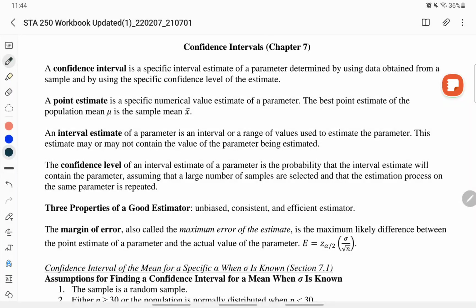All right, guys. Confidence intervals, chapter 7. We learned this already, but here's the video lecture of what I taught in class.